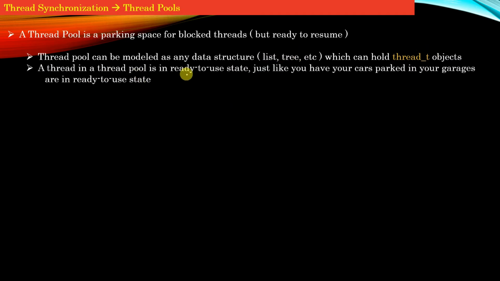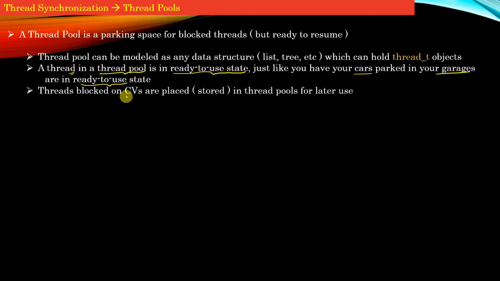A thread in a thread pool is in a ready to use state, just like you have your cars parked in a garage and they are in a ready to use state. When a thread is present in the thread pool, at that point of time, your thread is actually blocked on a condition variable. A thread which is present in the thread pool is obviously not an executing thread. It is not executing its execution flow while it is present in the thread pool. It simply means that the threads have to be in the blocked state to be present in a thread pool. So it translates to the thread being blocked on the condition variable when present in a thread pool.